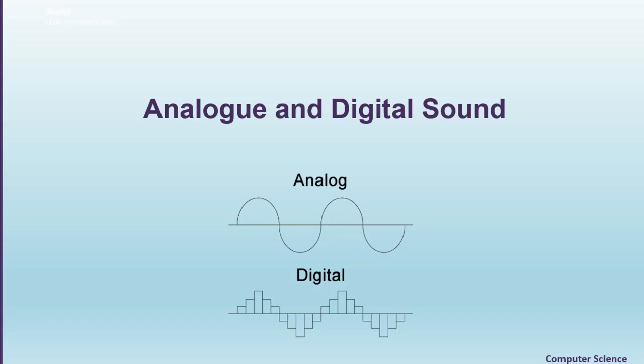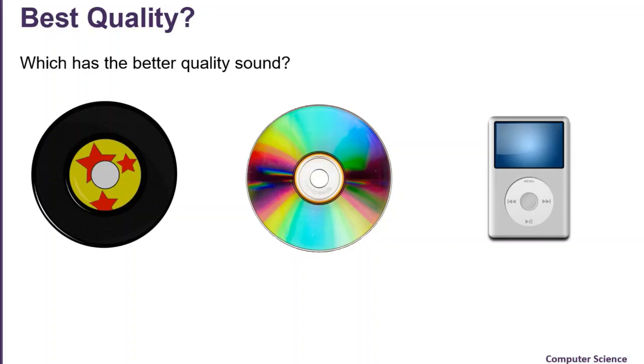Today we're going to talk about analog and digital sound. If you have a look at the images on the screen there, on your left hand side you've got the old album, the record that I grew up with, okay, so the vinyl. In the middle you've got your CD. You don't see as many CDs today, and the MP3 player, and most of the sounds you hear today are MP3. So which is the better quality sound?